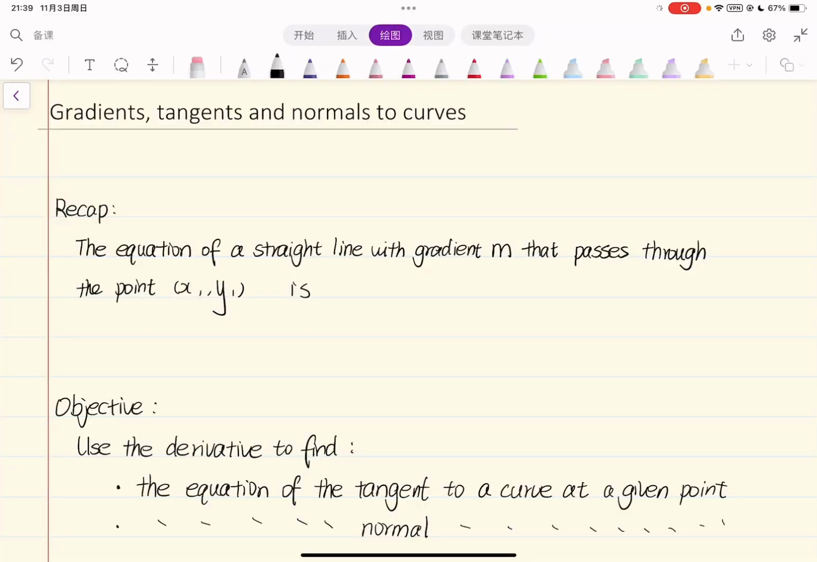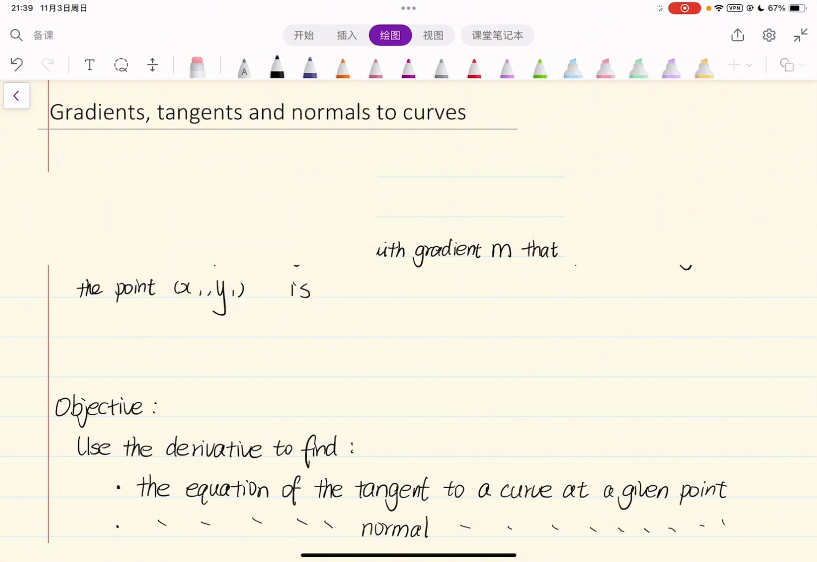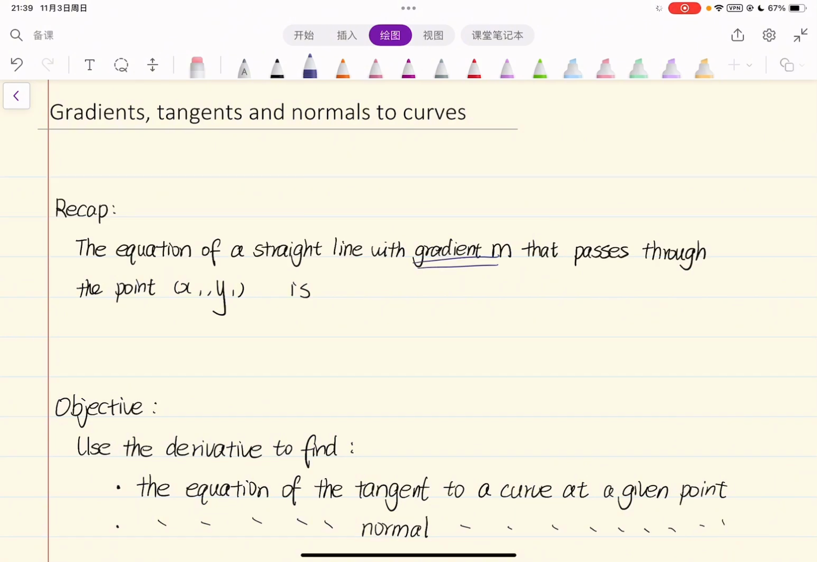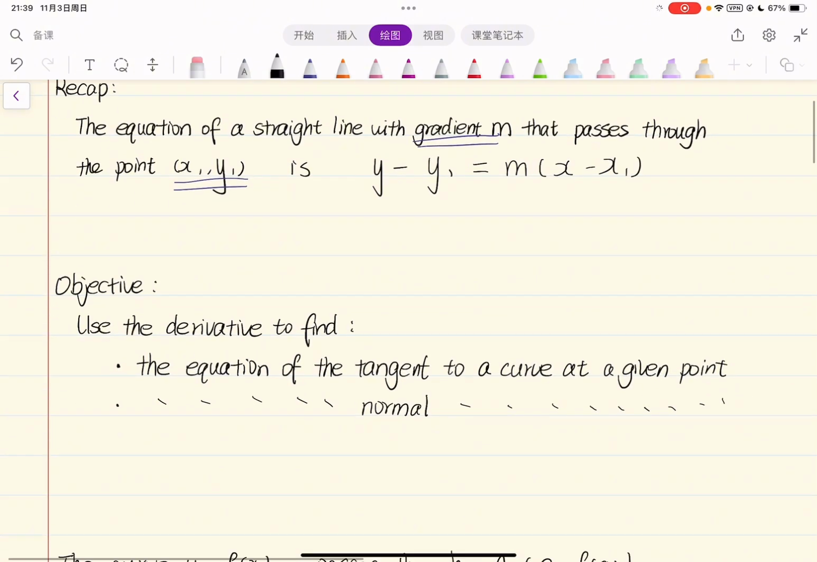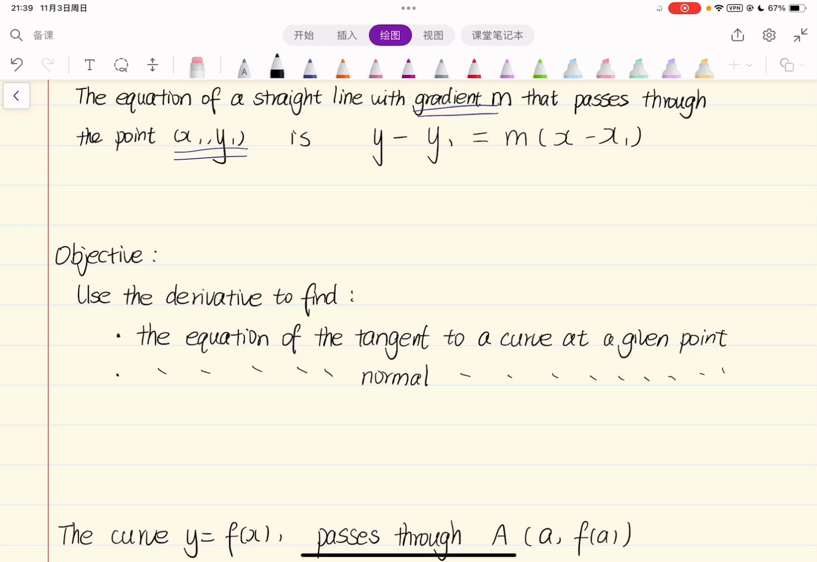Hello everyone, in this video we are going to learn about gradients, tangents and normals to curves. Firstly, let's quickly recap the equation of a straight line with a gradient m that passes through the point (x1, y1) is y minus y1 equals m times (x minus x1). For this lesson, we aim to use the derivative to find the equation of the tangent and the normal to a curve at a given point.